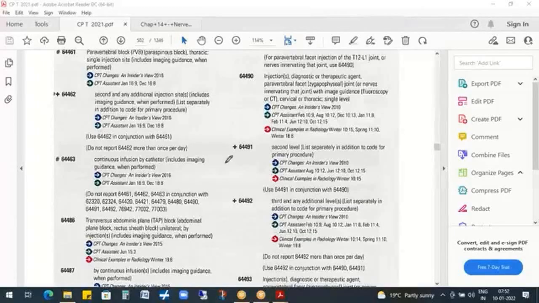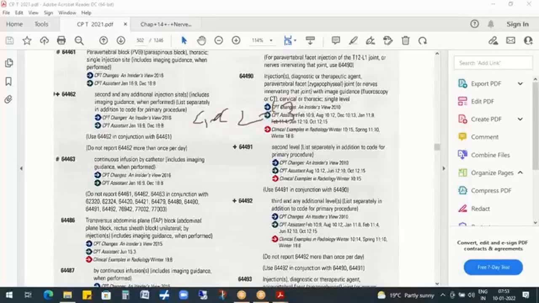If the physician performed C1 to C2, C2 to C3, total how many levels are here? Two levels. Between two segments, one level. Already we discussed this concept in anatomy. C1 to C2, one level. C2 to C3, one level. Total how many levels? Two levels.